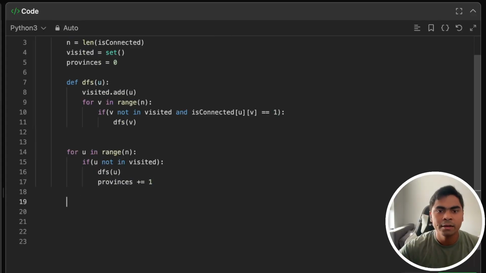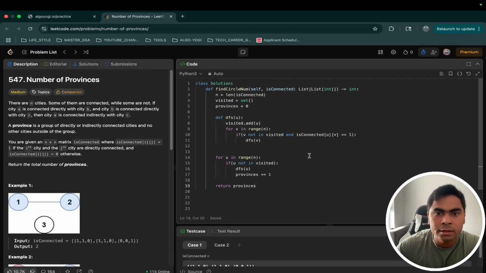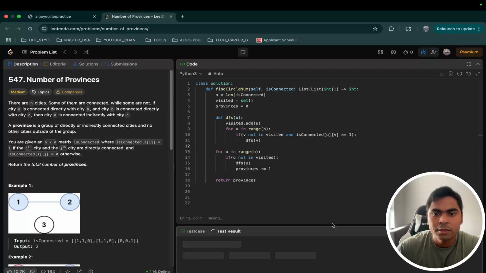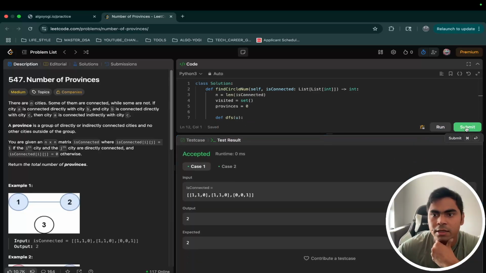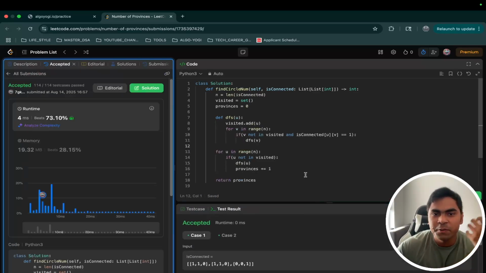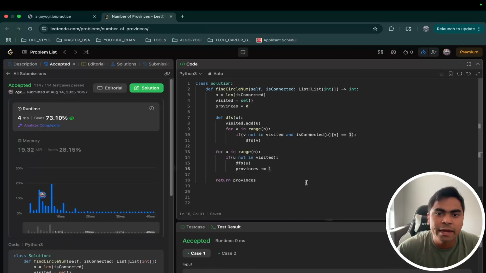Finally, I can return the number of provinces right here, and let's zoom out and see if this passes our test cases. Yes, it does, and that's the exact code that we wrote as pseudocode. We've just translated it line by line, and voila.